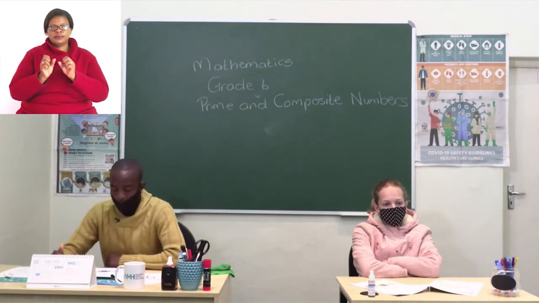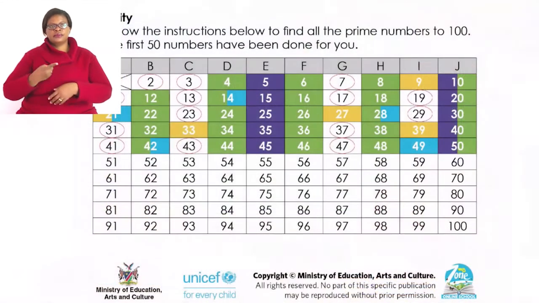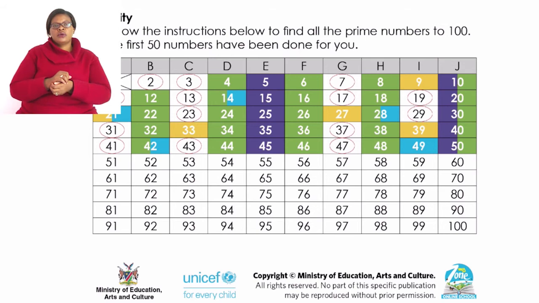All right, let's go to page 11. It says there to follow the instruction below to find all the prime numbers to 100. In other words, from 1 to 100. Now, it also says that the first 50 numbers have been done for you. Okay? Now, there is a certain way to discover your prime numbers, and we are going to do this step by step. So let's go to page 12.